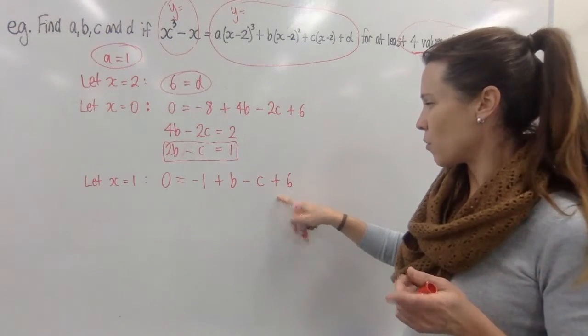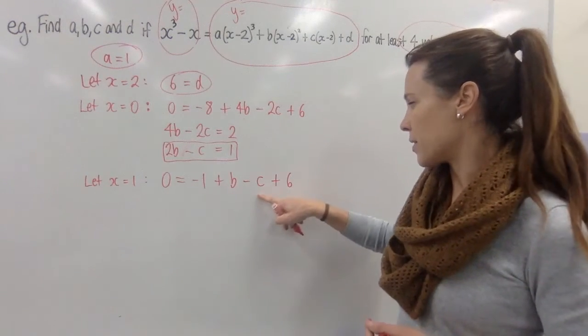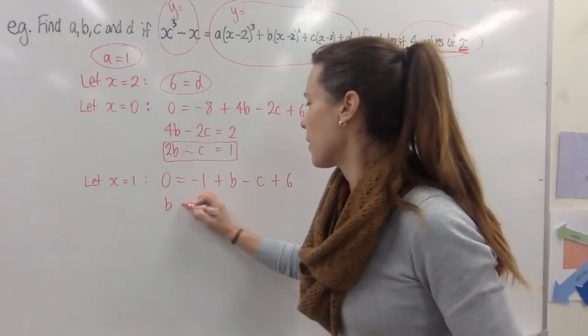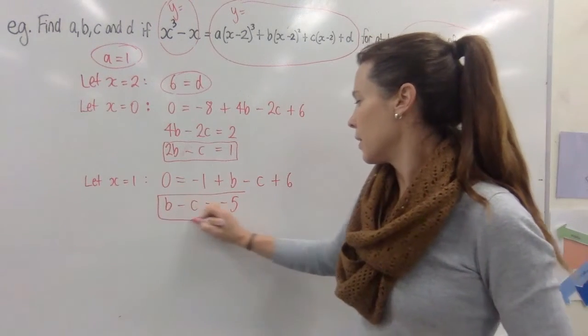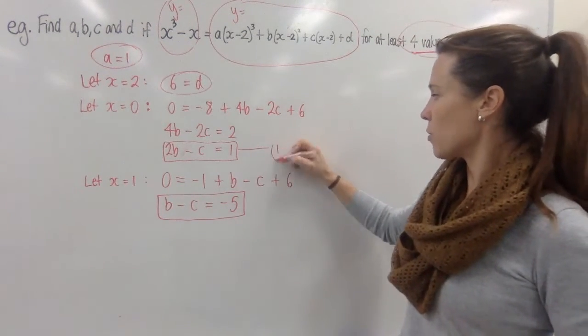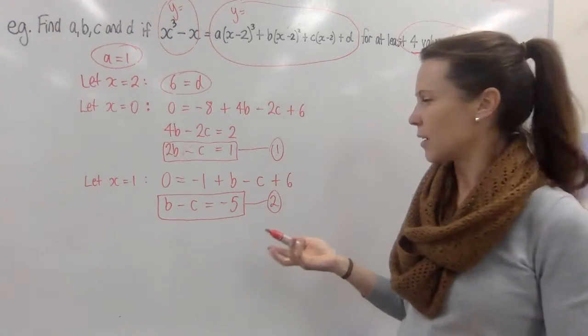But if I take 5 away from both sides, I'll get a negative 5 over there and just my b minus c here. I'm going to write them around that way. b minus c is going to equal negative 5. Now I've got two equations. Let's call this one number 1 and number 2. I can solve them simultaneously, can't I?